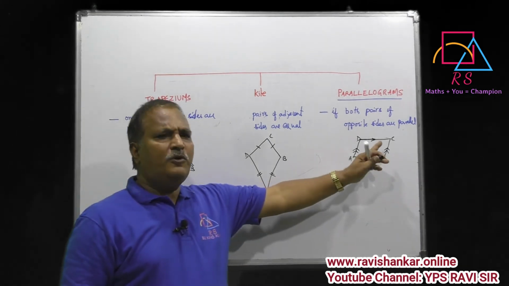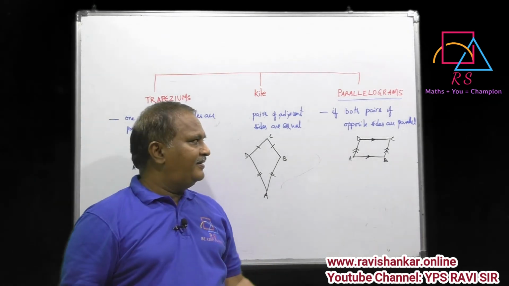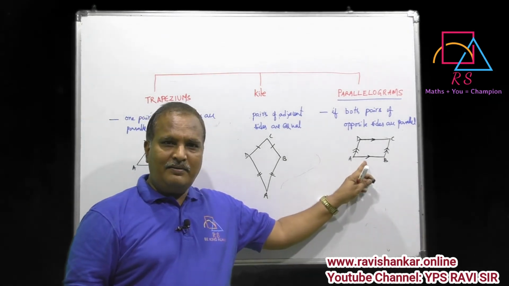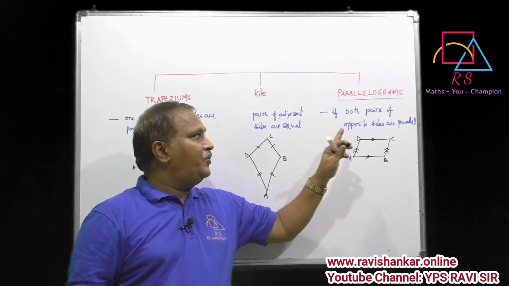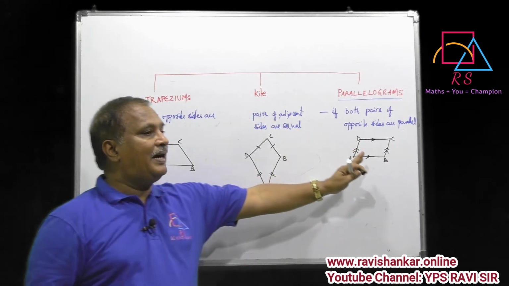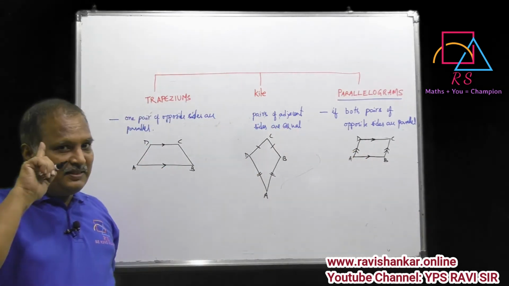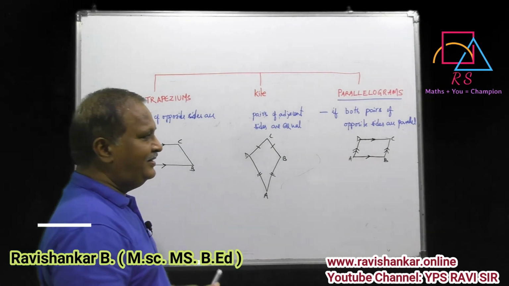Now here both pairs are parallel, but what is the condition of a trapezium? One pair. Here one pair is parallel, and the other pair is also parallel. Can you call this parallelogram a trapezium? That means all parallelograms are trapeziums? Think and you will get the answer.